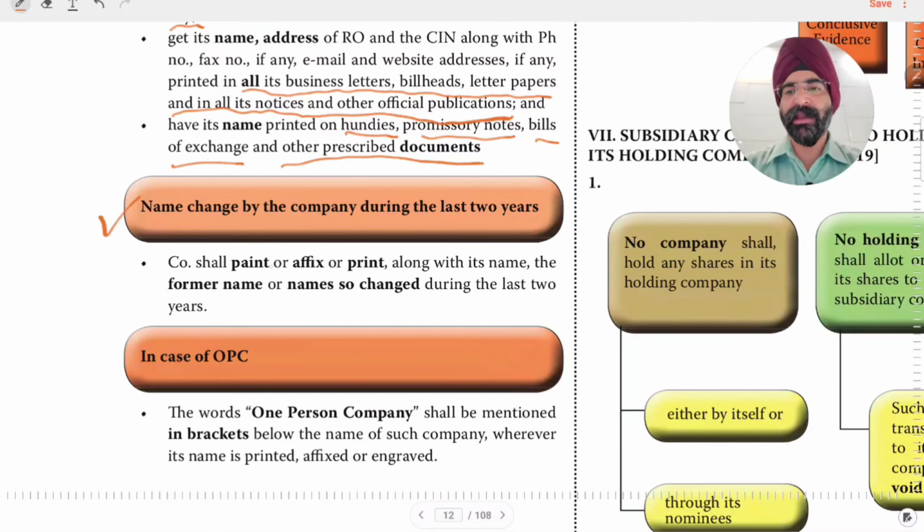So company shall paint or affix or print along with its name the former name or names so changed during the last 2 years. So if there are more than one changes during the last 2 years, then that will also be printed or painted or affixed.